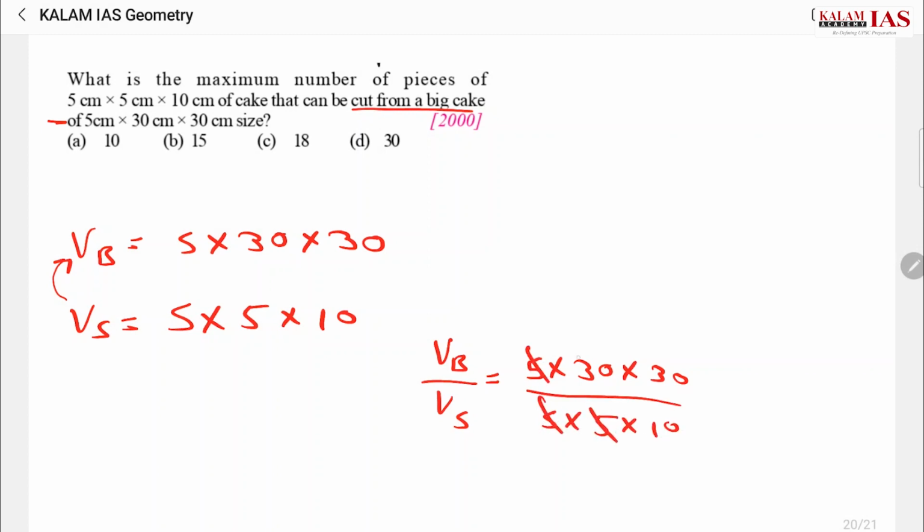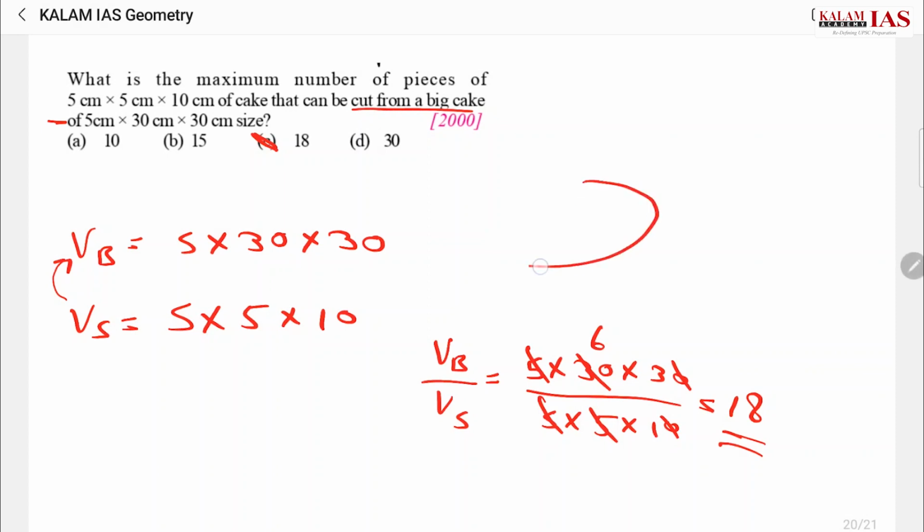This on solving we get 18. So 18 is the number of cakes that can be cut from the bigger cake. So whenever such questions are asked, we have to focus on the concept of volume, because volume is something that determines the number of pieces we can remove from a bigger piece, and that will help in finding the exact number.